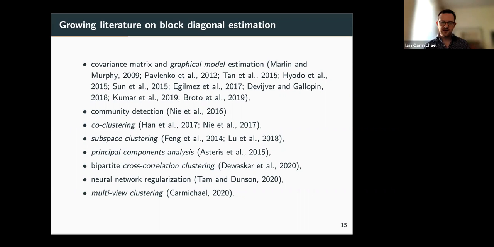My motivation for this talk was the paper that I talked about last year on multi-view clustering, where a similar block diagonal estimation problem came up. And my goal after that paper was to study the statistical properties, or give some kind of guarantees, for learning with block diagonal structure.